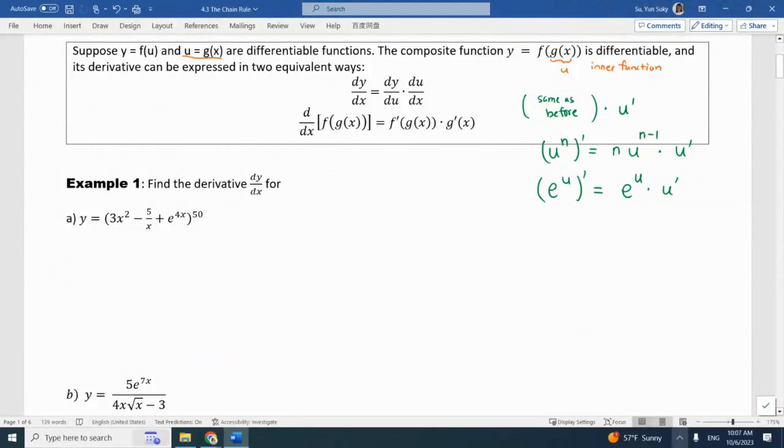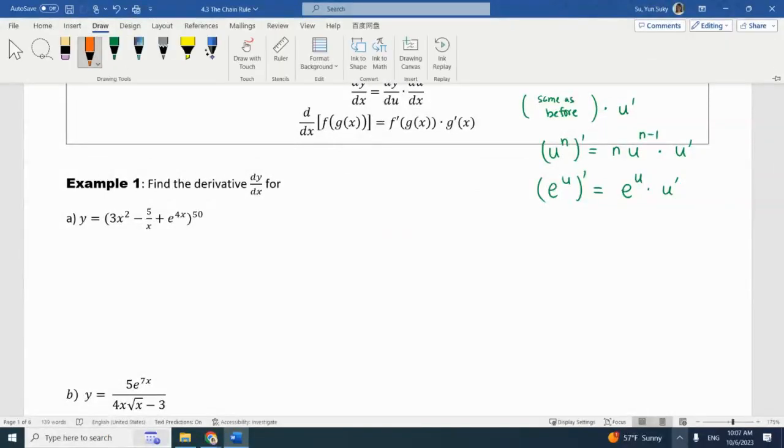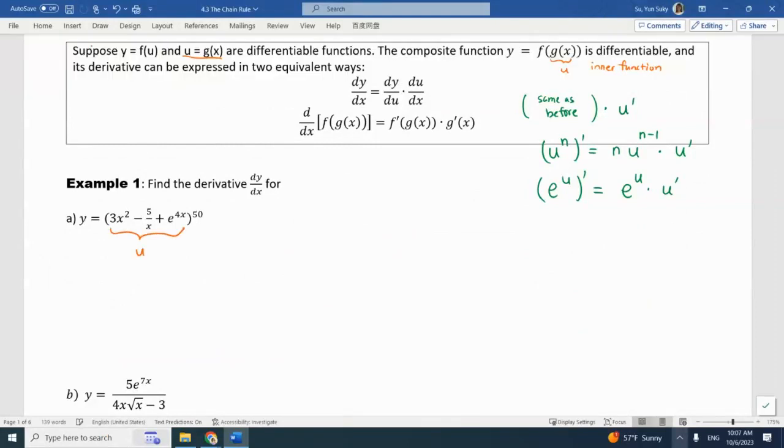So today we will have lots of examples. The first example: do you see this is a composite function? You let u be the inner function. So this is u. You can write down u as 3x squared minus 5. Remember, put them in the standard form. x to the minus 1, good, plus e to the 4x. That's the u. So far, so good, everybody?